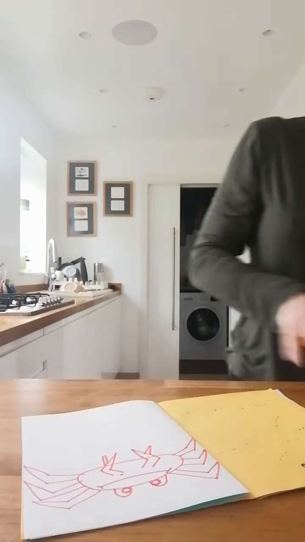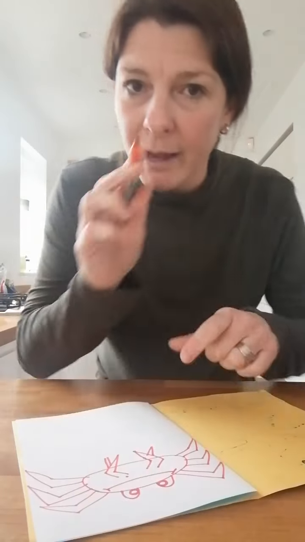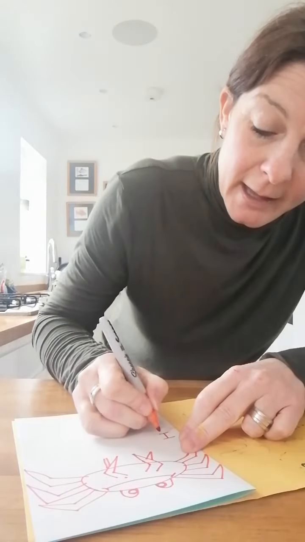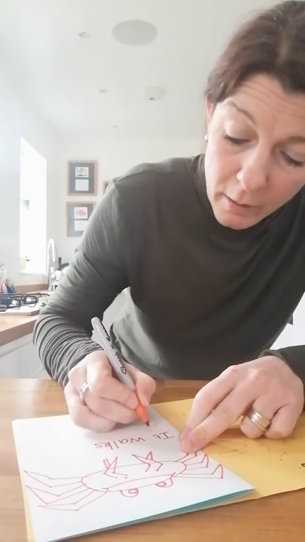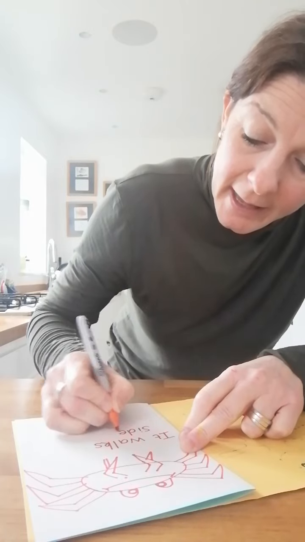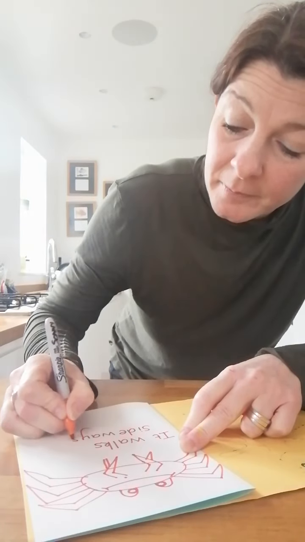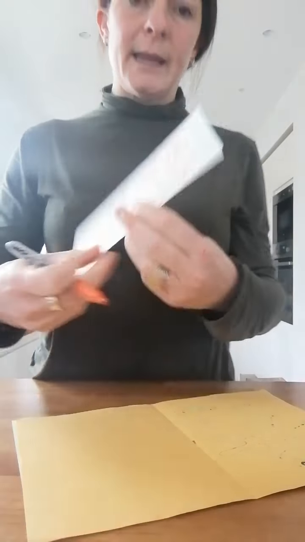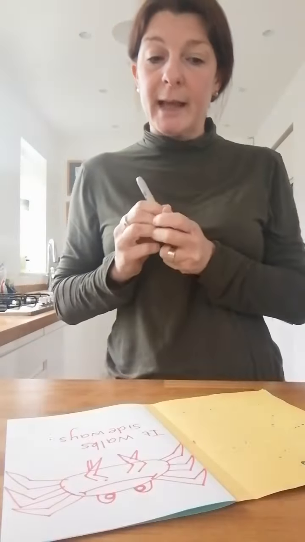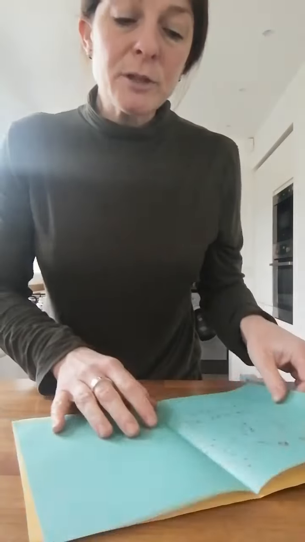What information do you know about a crab? Well, I know that it walks sideways like that. So I could write that bit of information. It walks, is a funny word. Walks sideways. There we go. It walks sideways. So that's the information that I'm going to put on that. Now I'm going to draw one more and then we're going to do a bit of labelling.